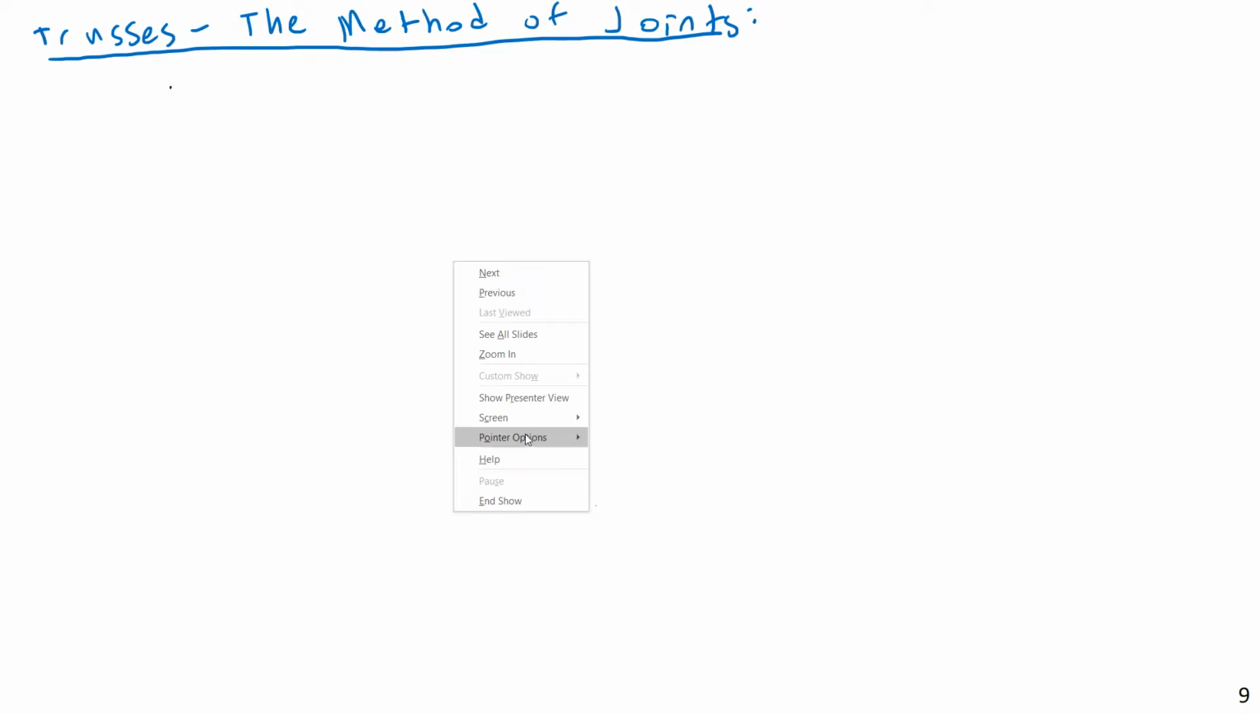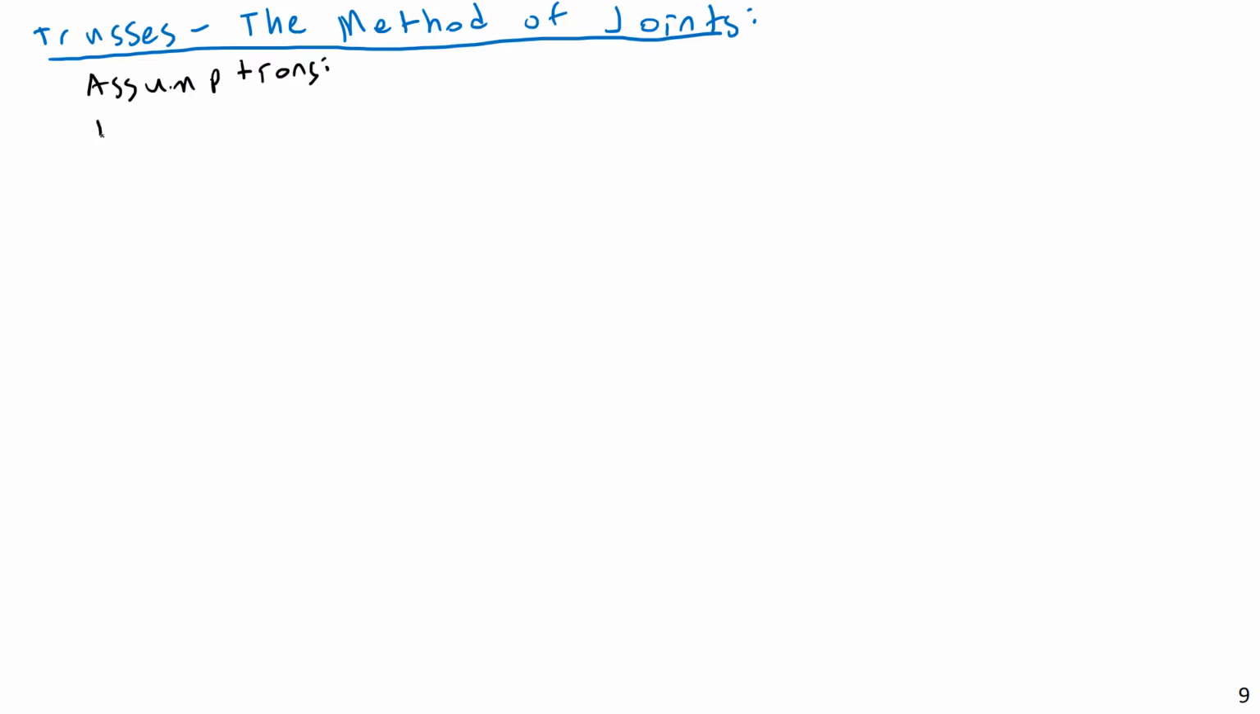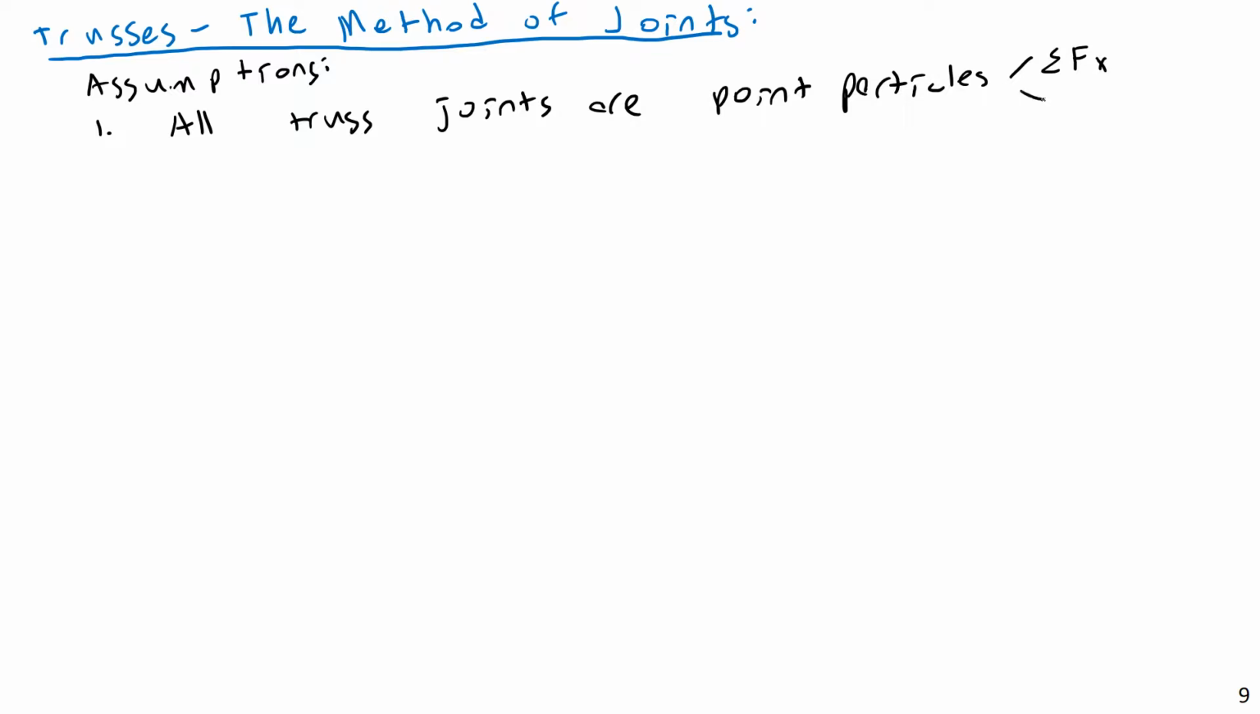So the method of joints is fundamentally built off of just two basic ideas. The assumptions baked into it are as follows. One, we treat all of the joints as point particles. All of the truss joints are point particles. And thus we only need to look at summation of forces in the x direction and summation of forces in the y direction. And of course I'm looking at this for a planar truss. If we had a three-dimensional truss or a space truss, then things would be a little bit different.